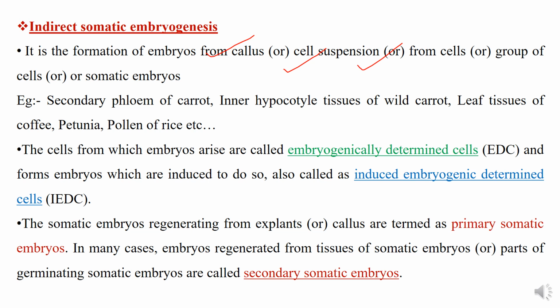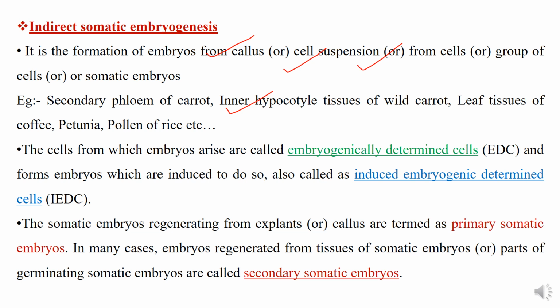If we see the examples for indirect somatic embryogenesis, we can observe this phenomenon in the secondary phloem of carrot, inner hypocotyl tissues of wild carrot, leaf tissues of coffee, petunia, and pollen of rice. A very important example is the leaf tissues of coffee, where we can follow this indirect somatic embryogenesis. So, indirect somatic embryogenesis, from which cells can we achieve it?